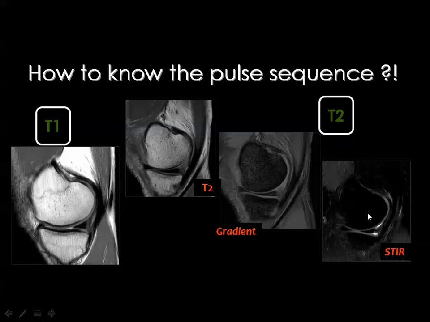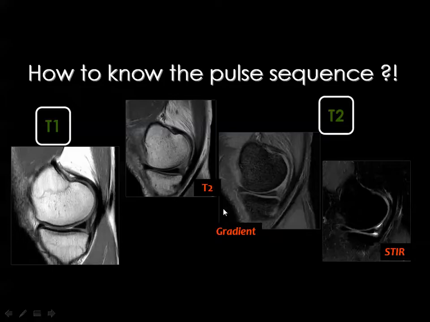And you know that in the T1 weighted images, the bone marrow containing fat, and the fat is bright in T1 weighted images and less bright in the T2 weighted images. Then using the gradient image, the fat will be more dark, and in the stir images, the fat will be very dark.